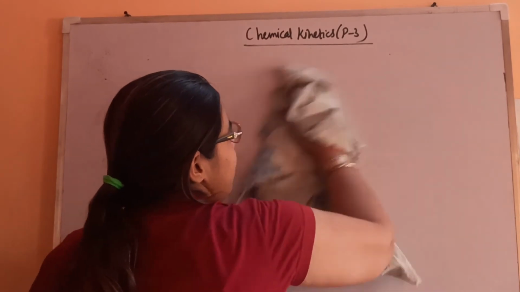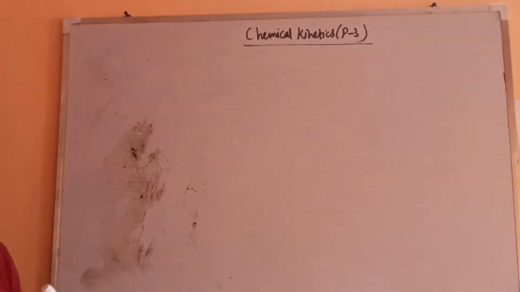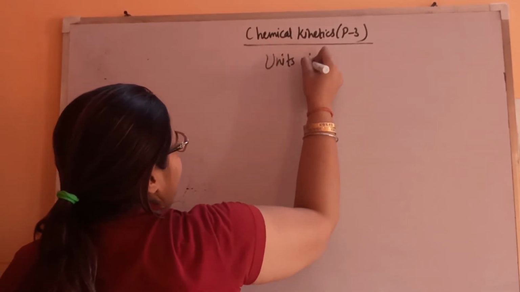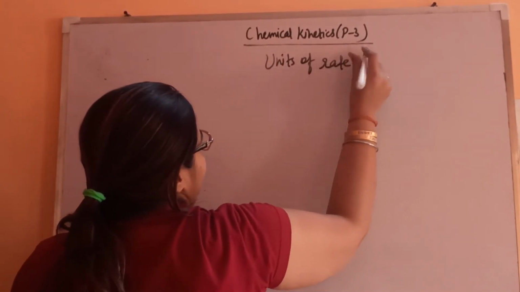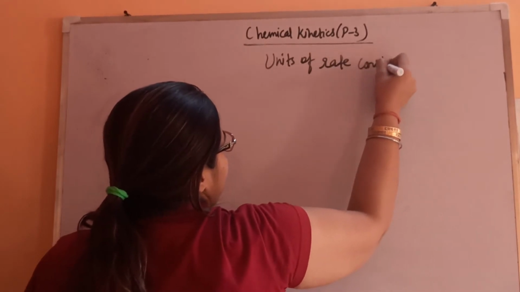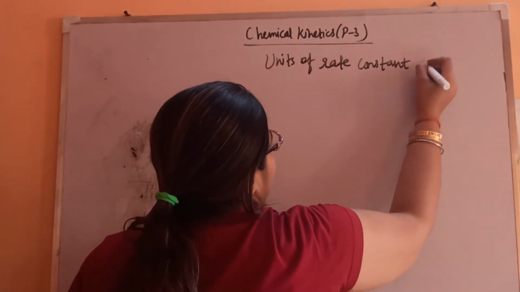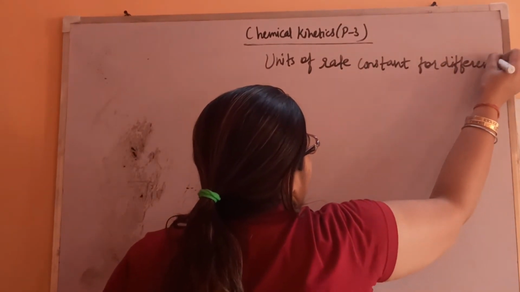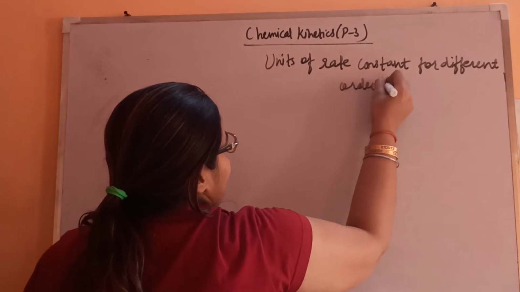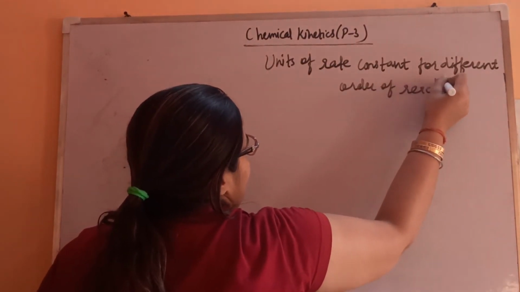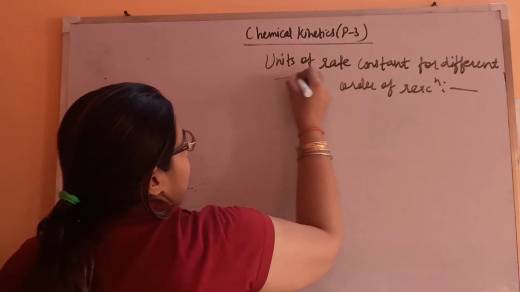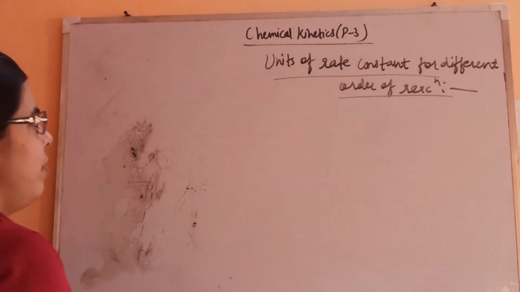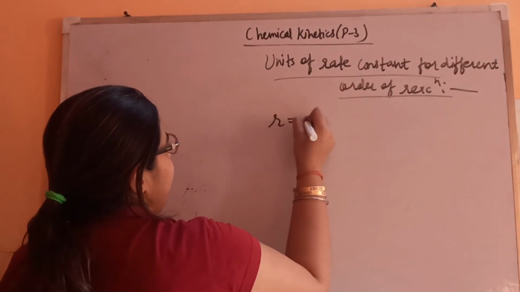Now let's see the units of rate constant, how it depends upon the order of reaction. Units of rate constant for different orders of reaction, very important. A direct question will come again. Fine. So let's see the general case. We'll derive the expression. We have derived it in the previous video also, but let's see it here again.